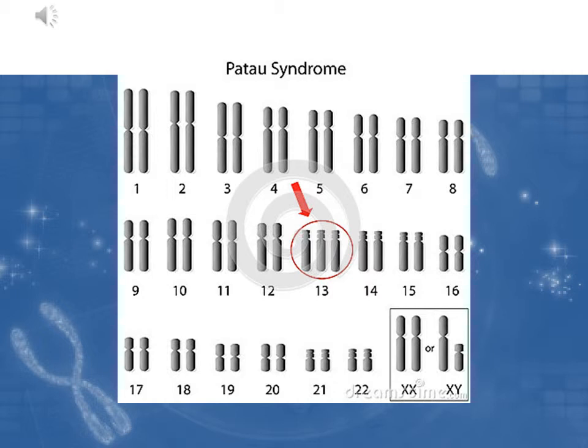Many infants with trisomy 13 die within their first year or the first days of life. Some people with trisomy 13 only have an extra copy of chromosome 13 in some of their body cells. This condition is called mosaic trisomy 13.